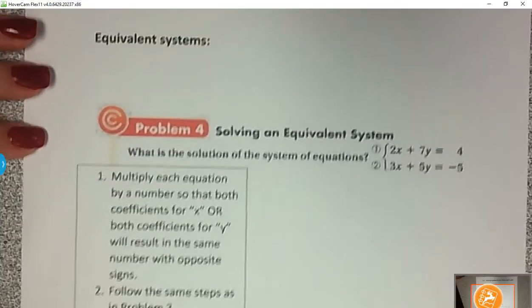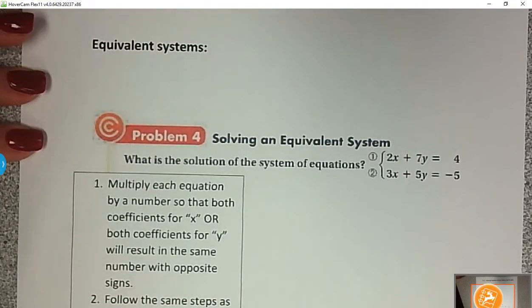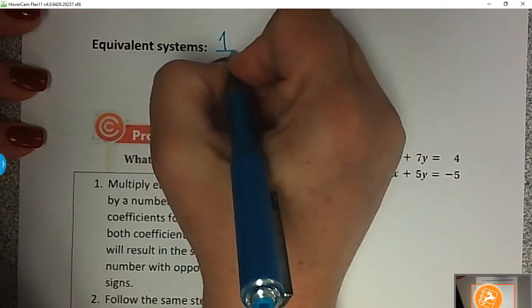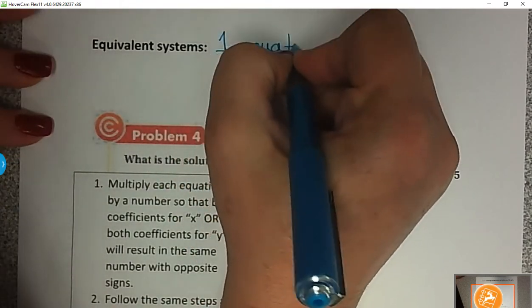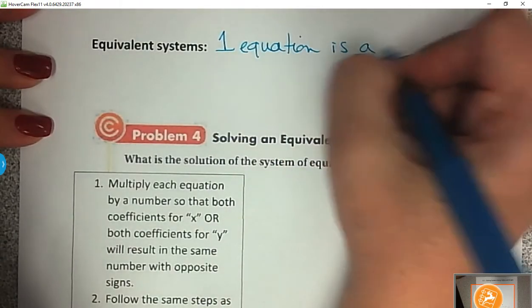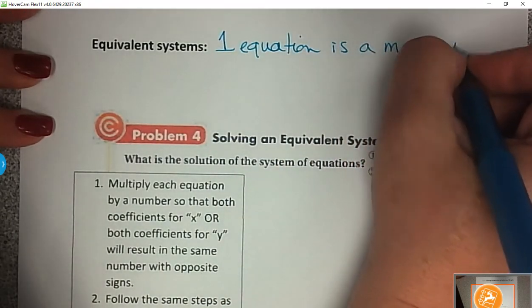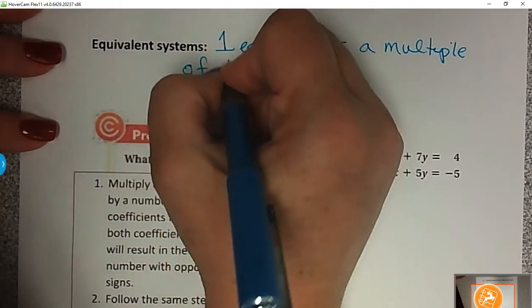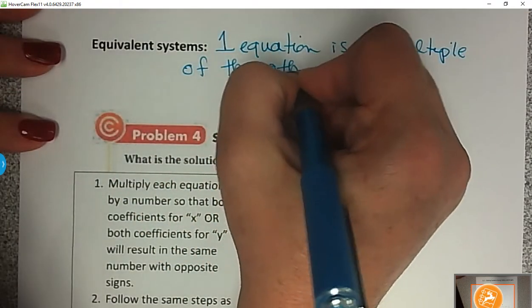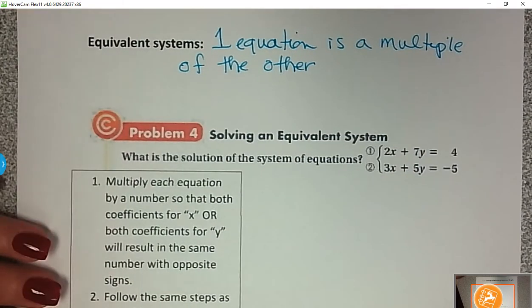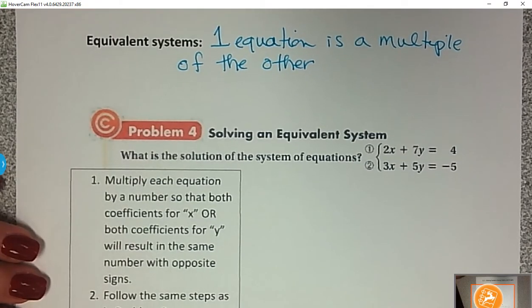All right, so now we're going to take a look at equivalent systems. Get my sheet of paper up here. All right, equivalent systems is when one equation is a multiple of the other. So that's what we're going to need when we start working with problem number 4.